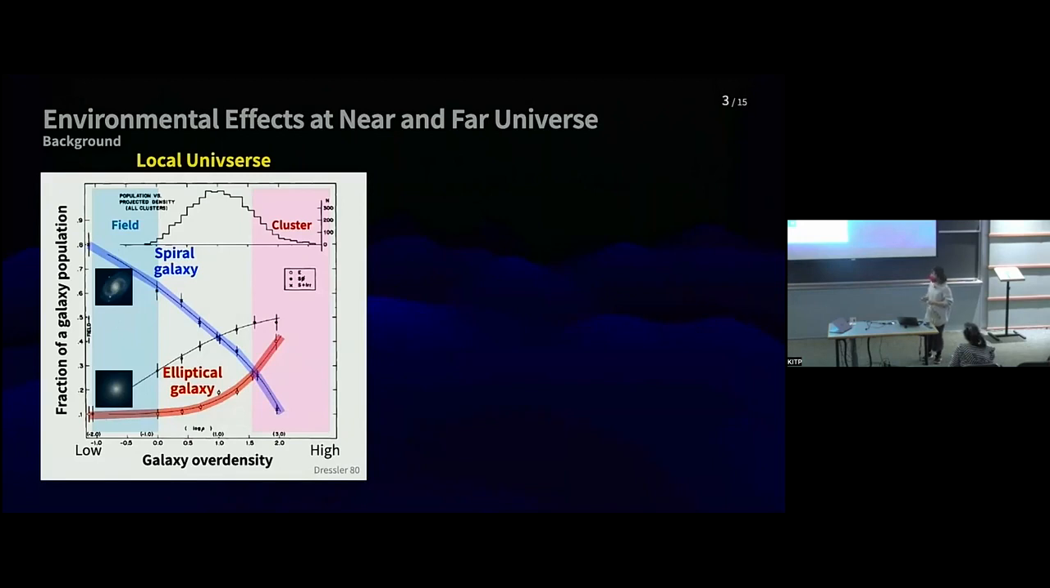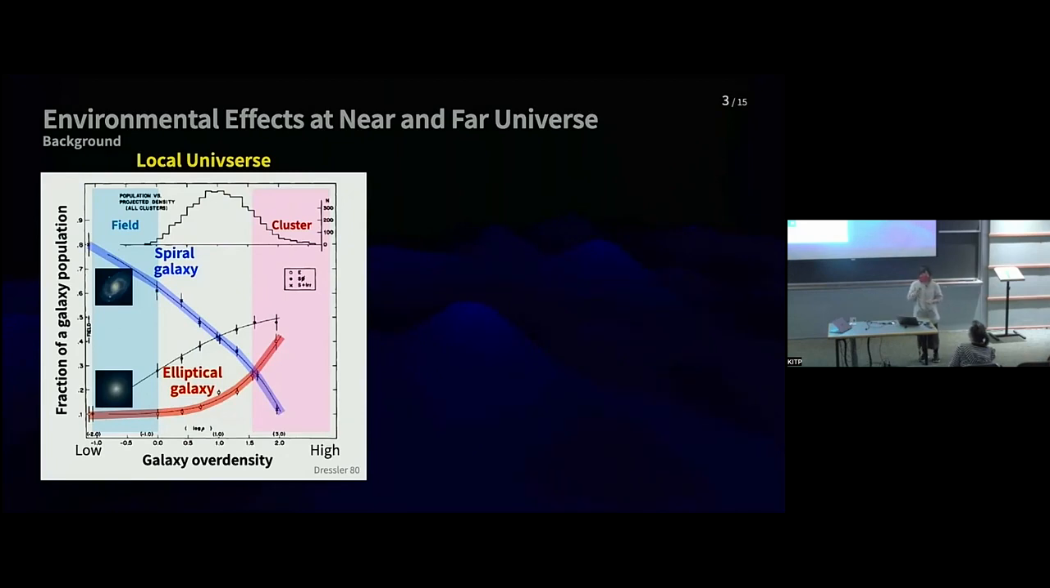In the local universe, the environment is known to play a critical role in galaxy evolution. As you may know from this plot, observations have identified the strong dependence of galaxy morphologies and colors on the environment, in the sense that more blue, star-forming galaxies are found in the field, in contrast, more red, quenched galaxies are found in clusters or dense regions. Those observational proofs indicate that star formation history is heavily influenced by the cosmic environment.